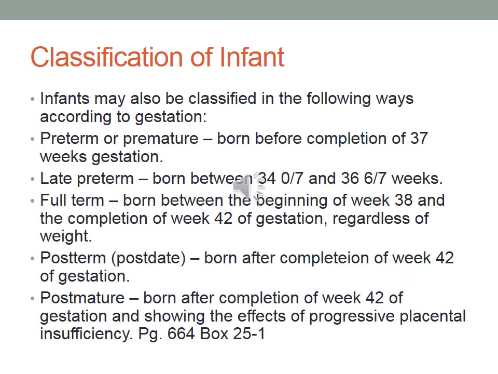The classification system for infants is located in your book, page 664, box 25-1. Classification can be preterm or premature, late term, full term, post-term, and post-mature. It classifies all this information again in your book, page 664, box 25-1. Please refer to that page.